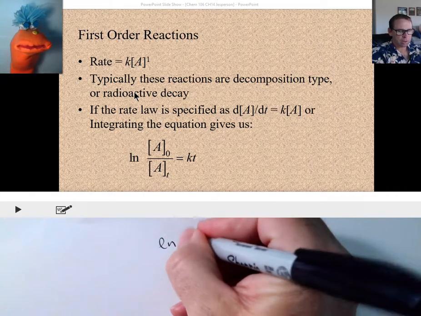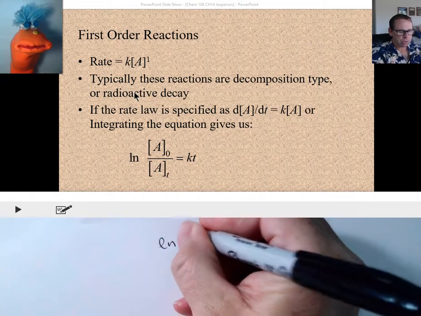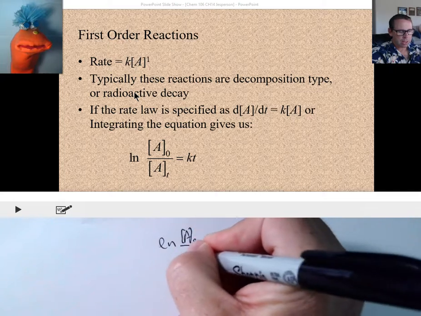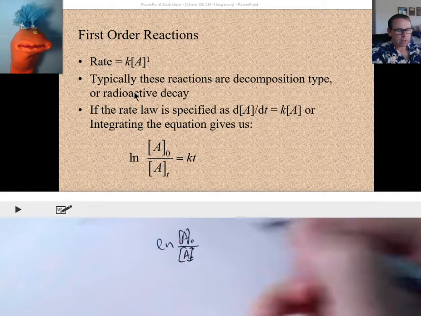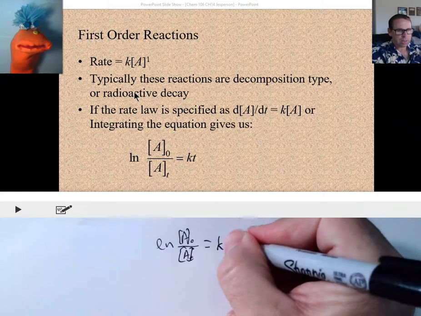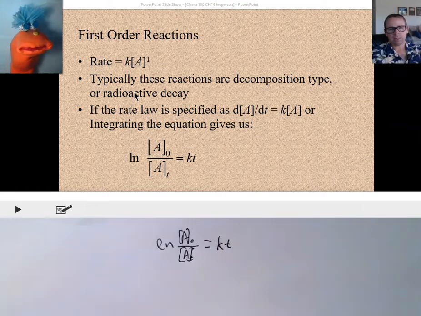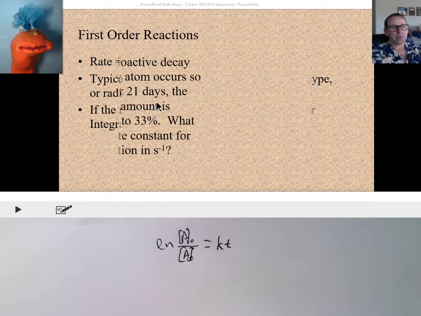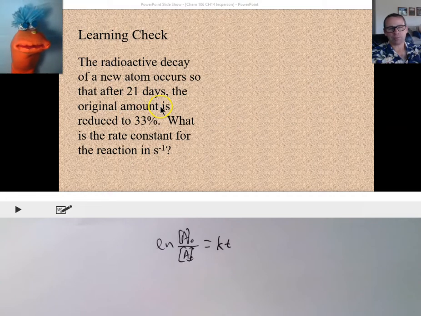The natural log of the concentration of A initial over the concentration of A at any given time is equal to k times t, the rate constant times time. All right? So there's our integrated rate law. Here's an example of a problem.